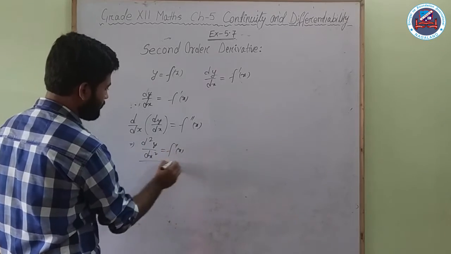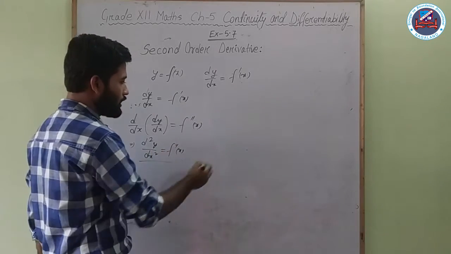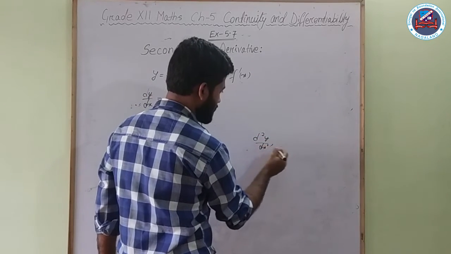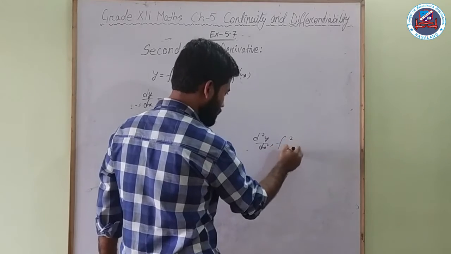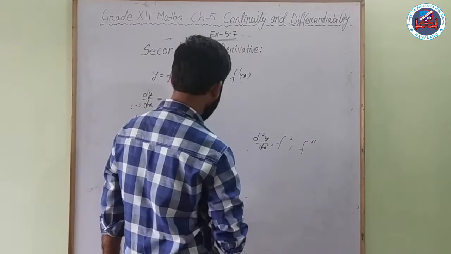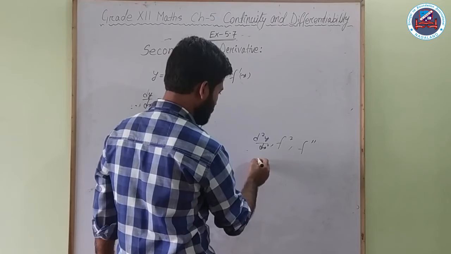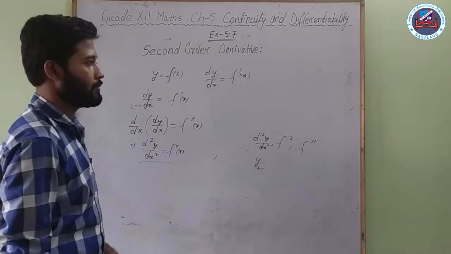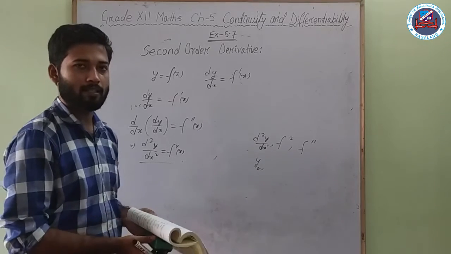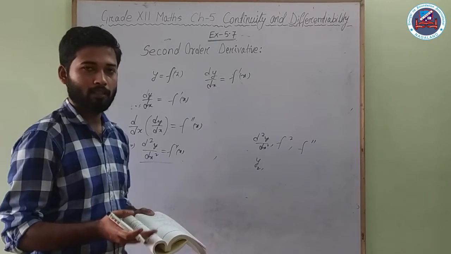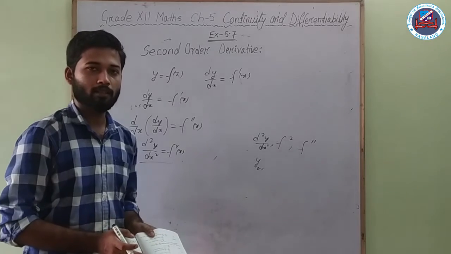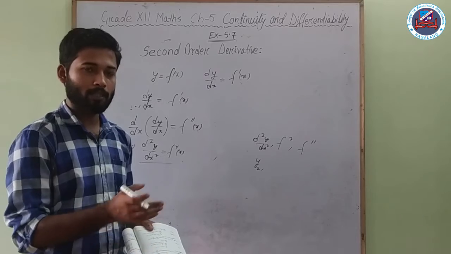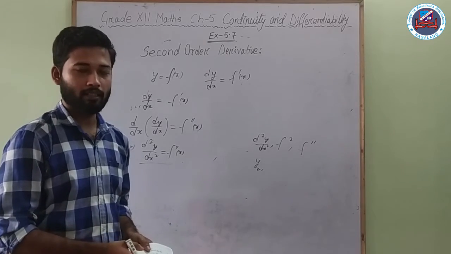So both are same. That means the second order derivative is represented like d square y by dx square, or sometimes we denote it by f2, sometimes we denote it by f double dash, sometimes by y2. Okay, so these are the representations of second order derivative. So it's actually very easy. Whatever function is given, we have done the first derivative throughout the chapter. So if we are able to take the derivative again of that particular result, then we shall get the second derivative.